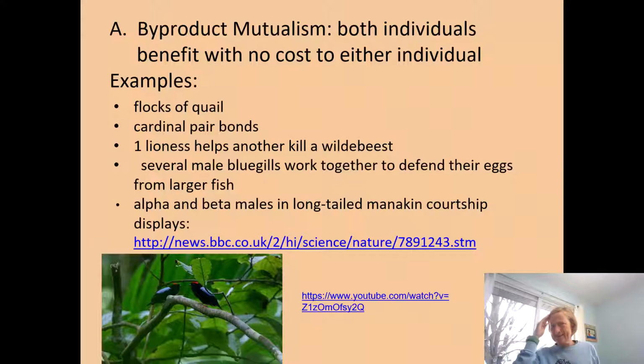So this doesn't seem like it would be any type of byproduct mutualism, but it is, because eventually the beta male will inherit the territory and become an alpha male. Maybe this will take 3 years. Maybe it'll take 13 years. Actually, I have 5 to 13 years is typically what it takes. But both parties eventually benefit.